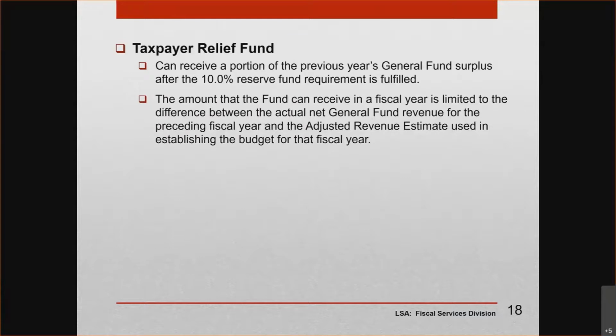So in other words, when we looked at calculating how much could be transferred in fiscal 21, we had to go back and look at the actual general fund receipts in fiscal 20 and subtract from that the adjusted revenue estimate that was used to establish the fiscal 20 budget.